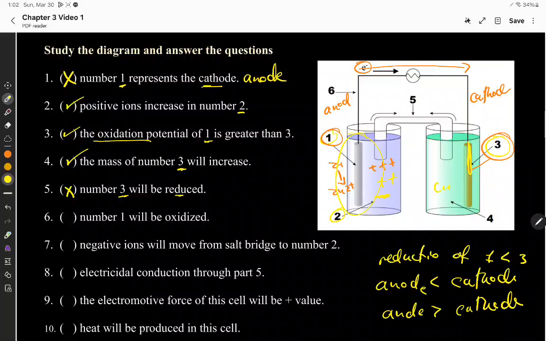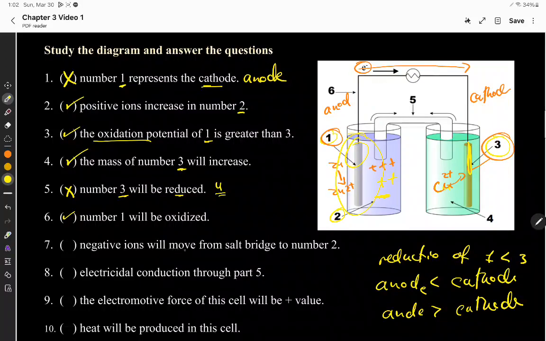The ions in the solution, for example if we have copper 2 positive, these ions will be reduced and accumulate on the cathode. So it is not the cathode itself that is reduced, but the ions in the solution. So this one is false. Number 4 will be reduced, not number 3. Number 1 will be oxidized. Yes, number 1 will be oxidized because it is the anode, and the anode itself will be oxidized.